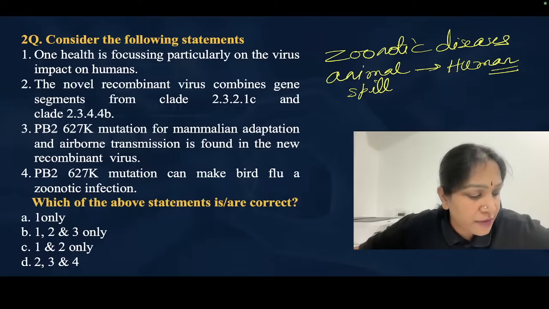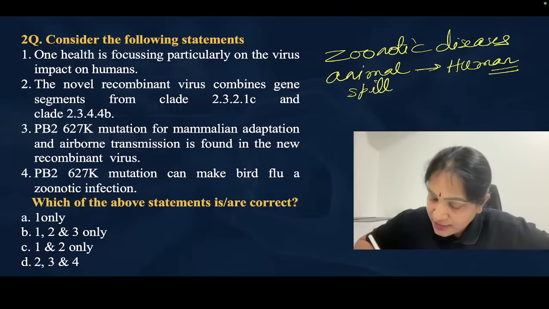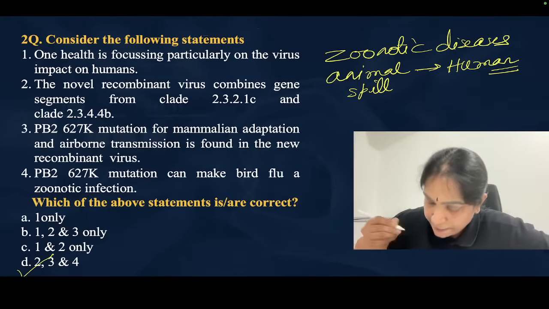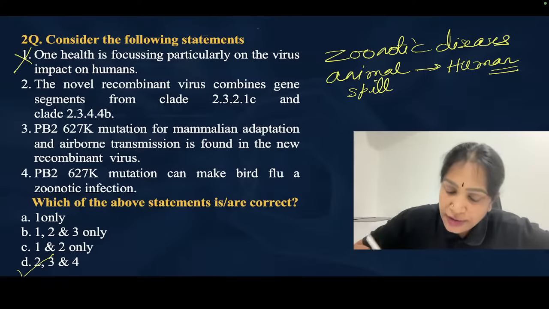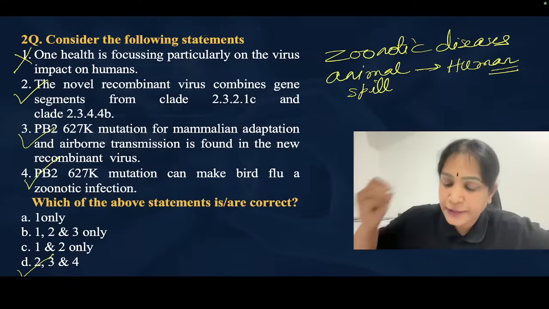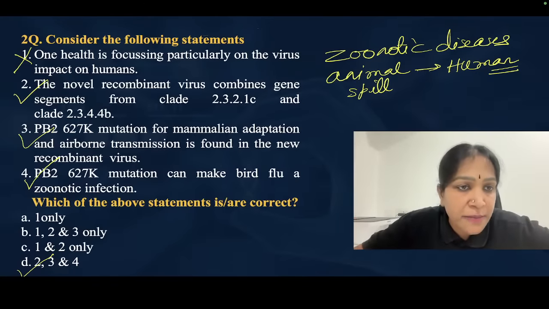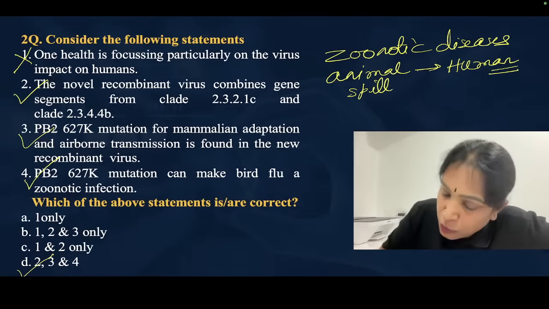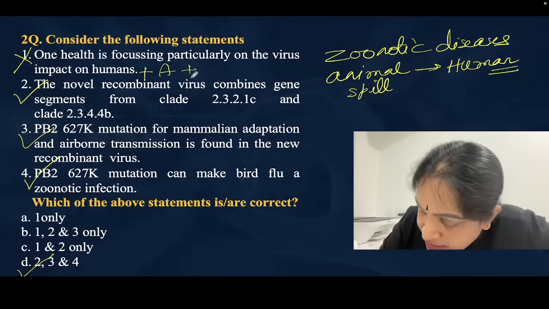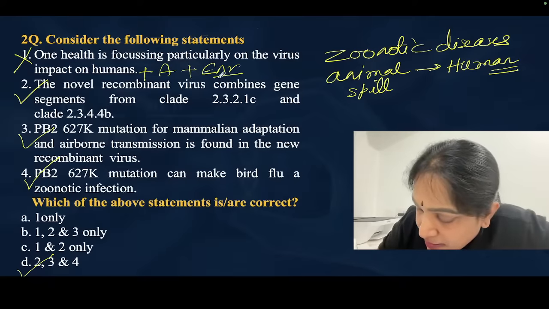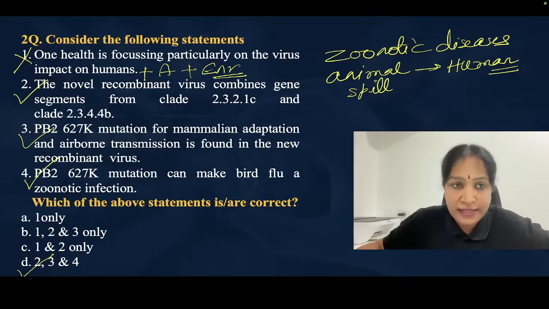Yes, very good. Thank you so much for the active participation. The correct answer is D. One is wrong. These three are correct. One Health does not focus particularly on the virus impact on human beings. It is humans plus animals plus environment. A holistic approach is One Health.